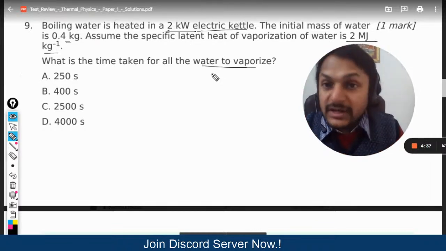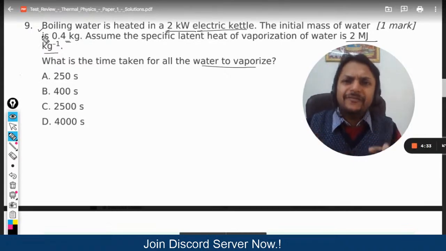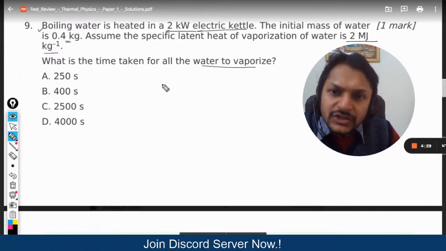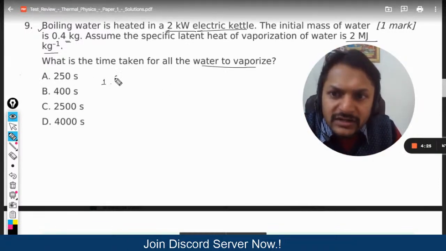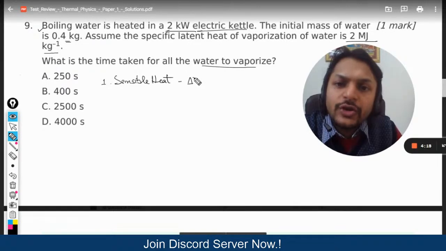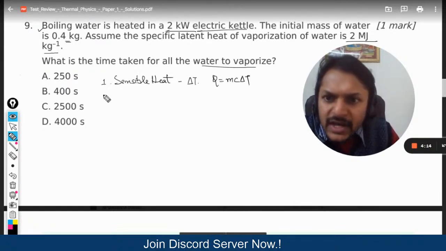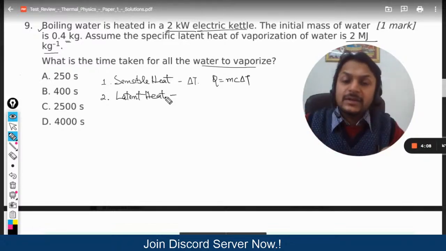First of all, the temperature of the water is not given, but it is given that it is boiling. So we will safely assume that the temperature is 100 degrees centigrade already. It means only the phase change is taking place. As I have told you earlier, the heating is divided into two parts. One is sensible heat, which is the heat used to raise the temperature, and the formula used is Q is equal to mc delta T. And the second one is the latent heat, which is the heat that is actually hidden inside the substance.